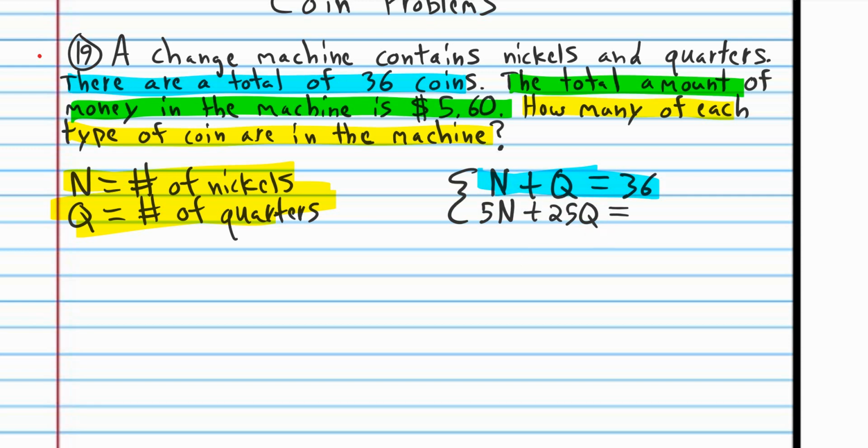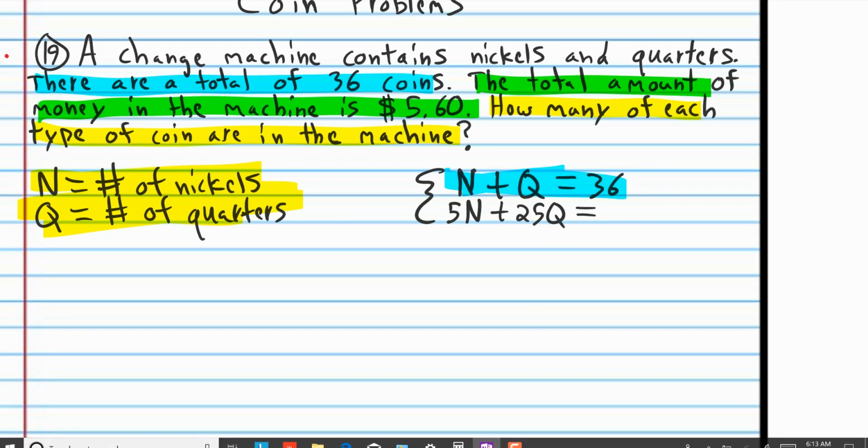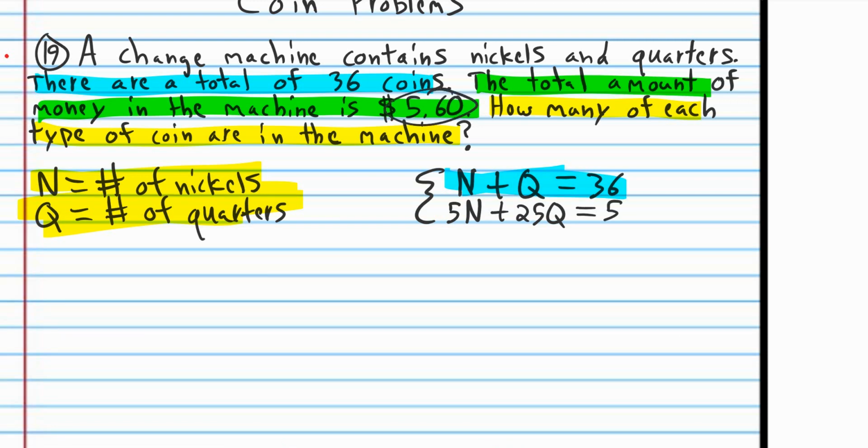Add up the money from the nickels and the quarters, and they tell us that should be... Now this is the part where you really need to pay attention here. We're not going to write $5.60 because we're counting in units of cents. So it's not going to be 5.60, it's going to be 560 because we're counting in cents.